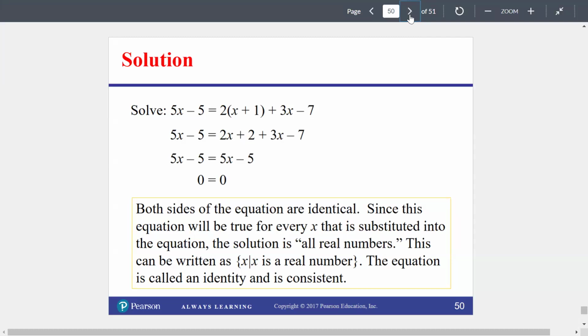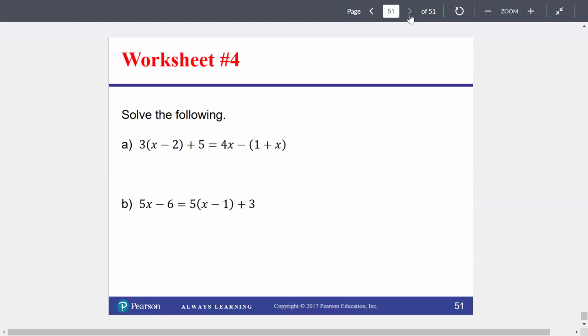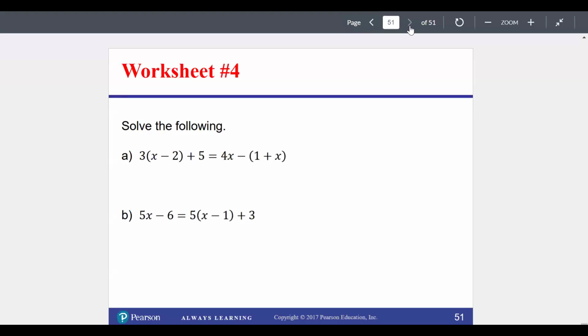So take a moment on your worksheet and work on A and B. One of these will hopefully be consistent, and one will hopefully have no solution. One will hopefully have infinite solutions. Just give me a chance to identify that.